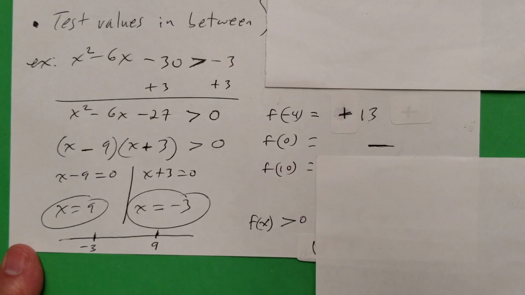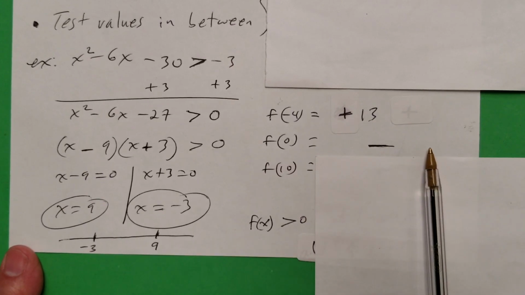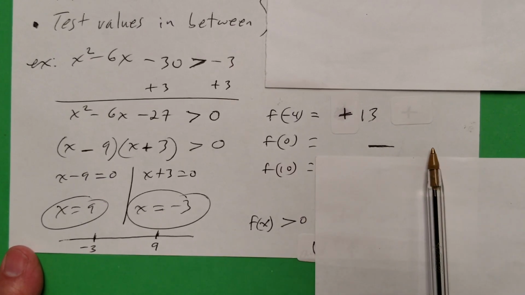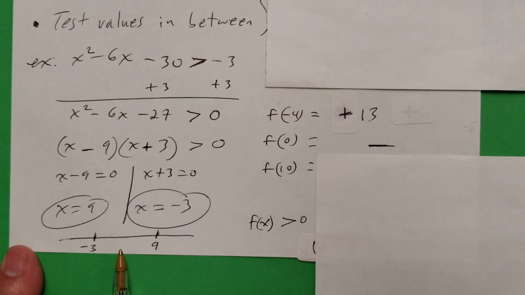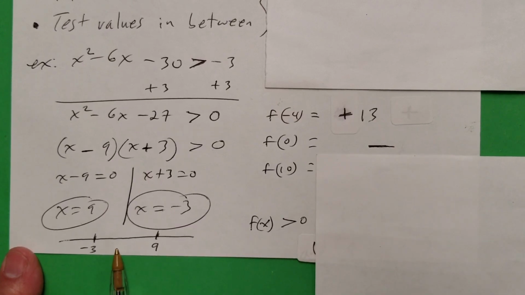Right? Why didn't you write the answer, Mr. C? Because I don't care. I just care that it's negative or positive. I just care that it's below. Negative is below the line.